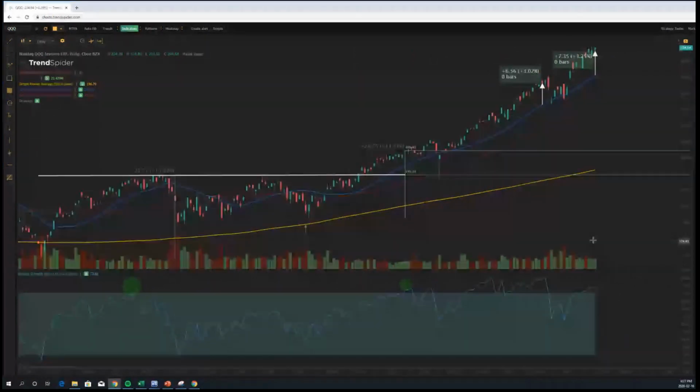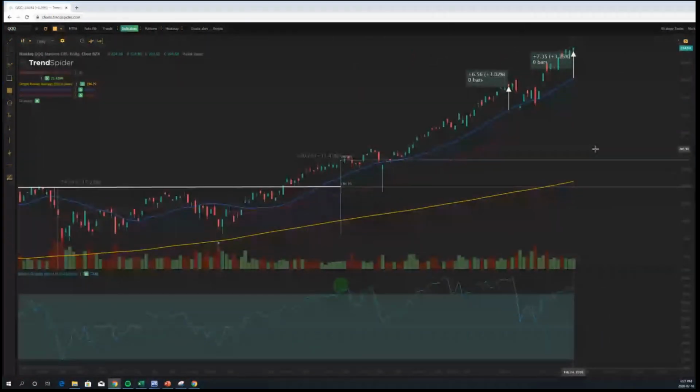I looked at QQQ before the stream. It's starting to get really extended off the 21-day right now. The last time it was this extended was back on January 22nd. It was about 3.5%, or 3% off the 21-day, and now it's sitting at 3.25% off the 21-day.